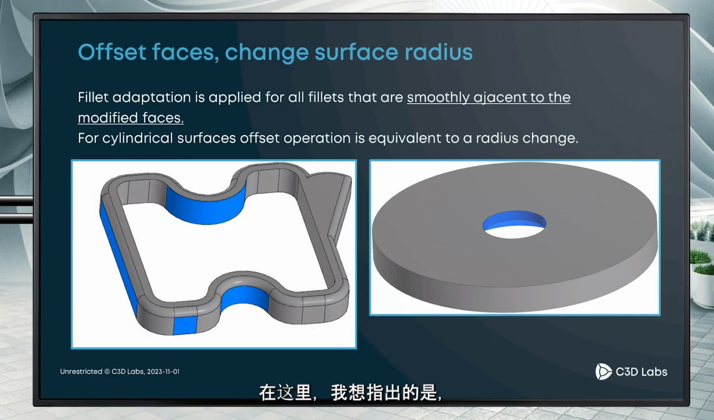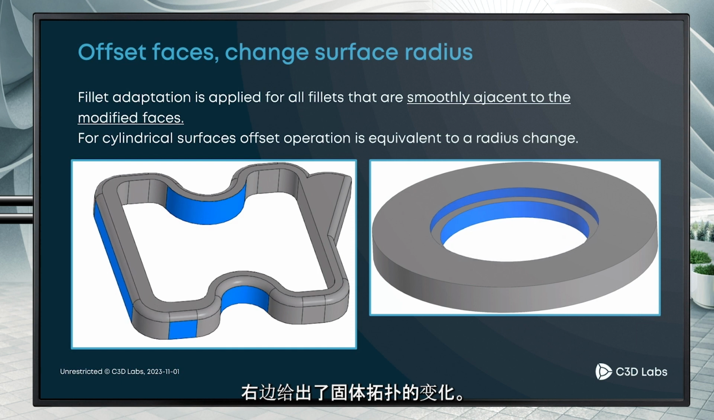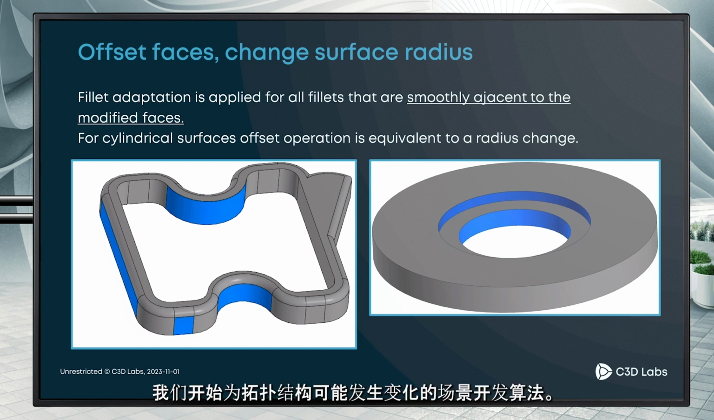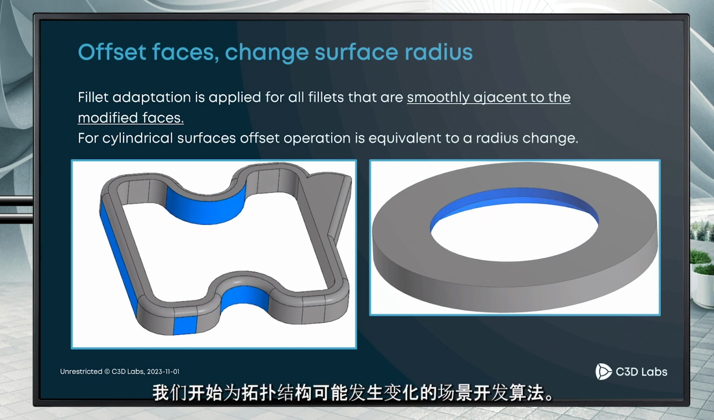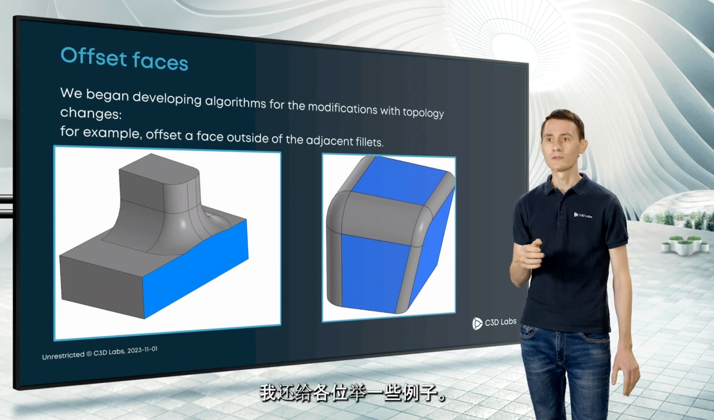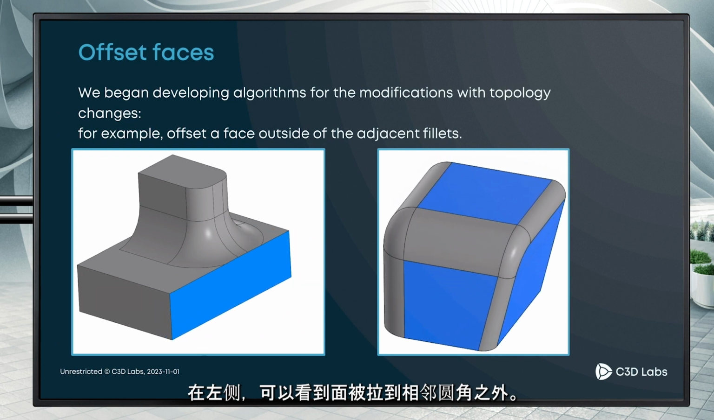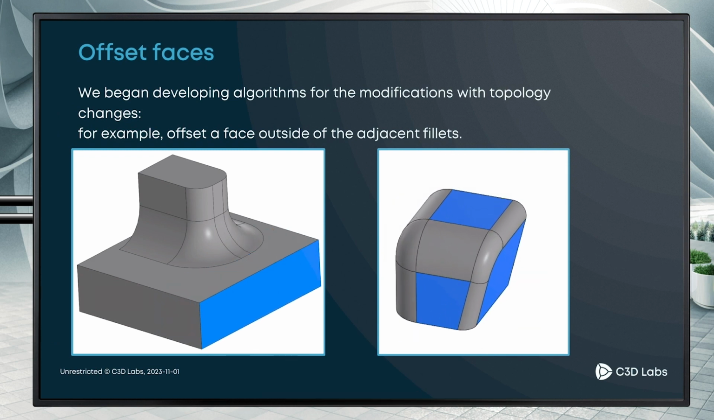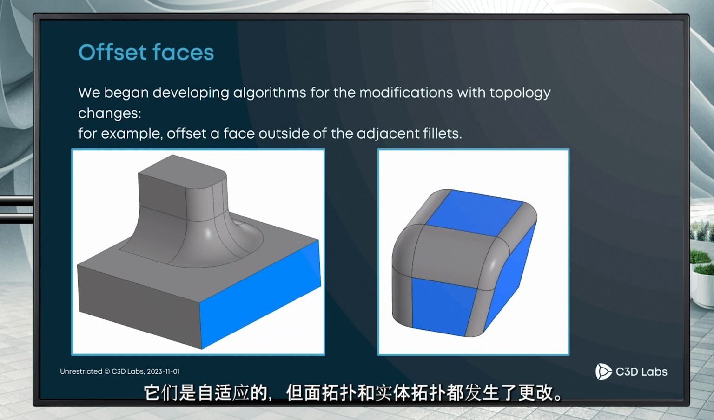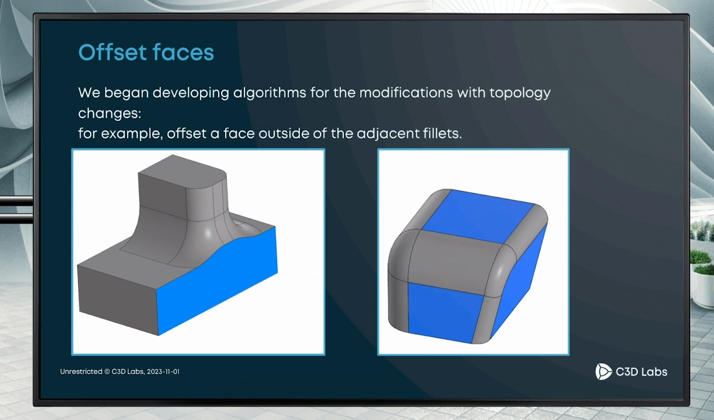Here I would like to point out that on the right picture, the change in solid topology is presented. The inner wall orientations are different after the operation. We began developing algorithms for such scenarios where topology may change. I will briefly give some more examples in this regard. Here on the left, you can see the face being pulled outside of the adjacent fillets. They are adapted, but both face and solid topology are changed. On the right, there is just another example of fillet adaptation.